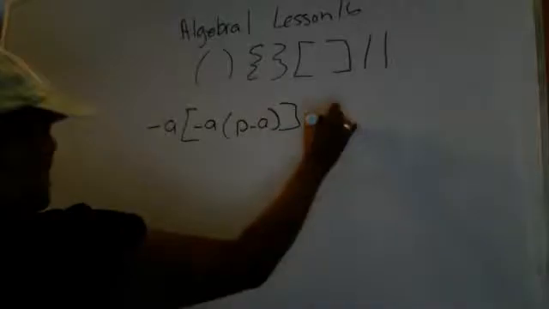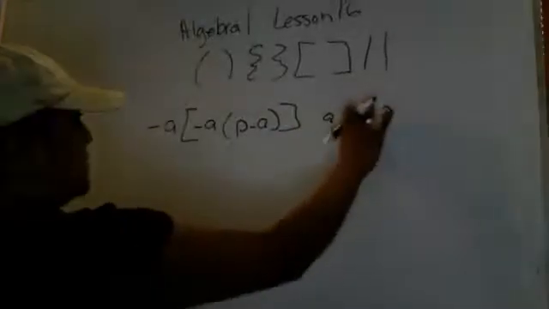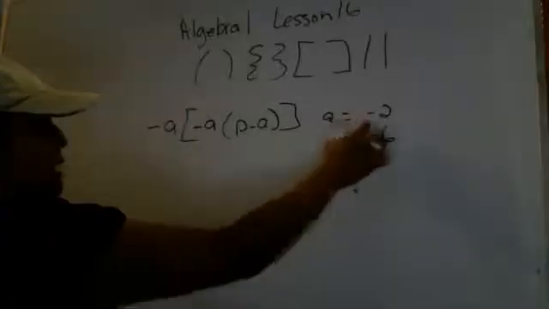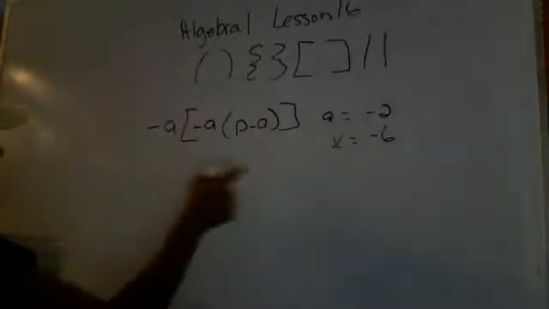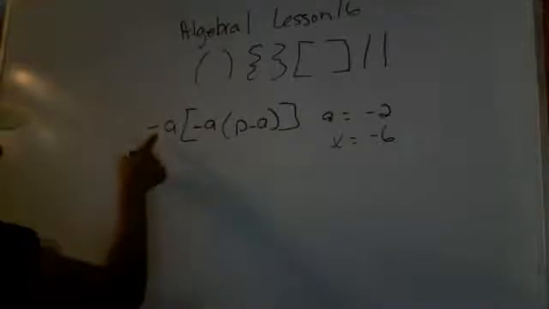It says negative a bracket negative a times p minus a bracket, where a is equal to negative 2 and x is equal to negative 6. So what you're going to do is input these values for these variables. We have to write exactly the way it is. We have a negative, so we can't forget that negative. And what is a? It's a negative 2.